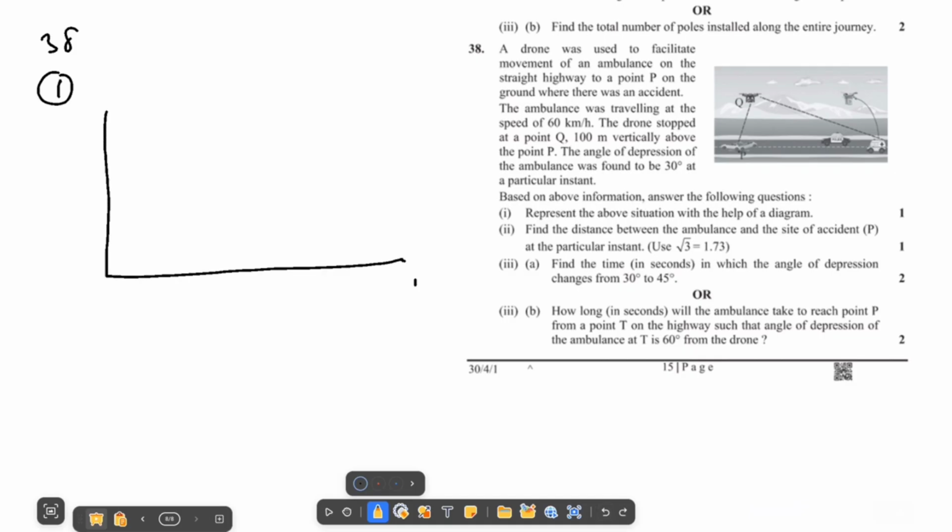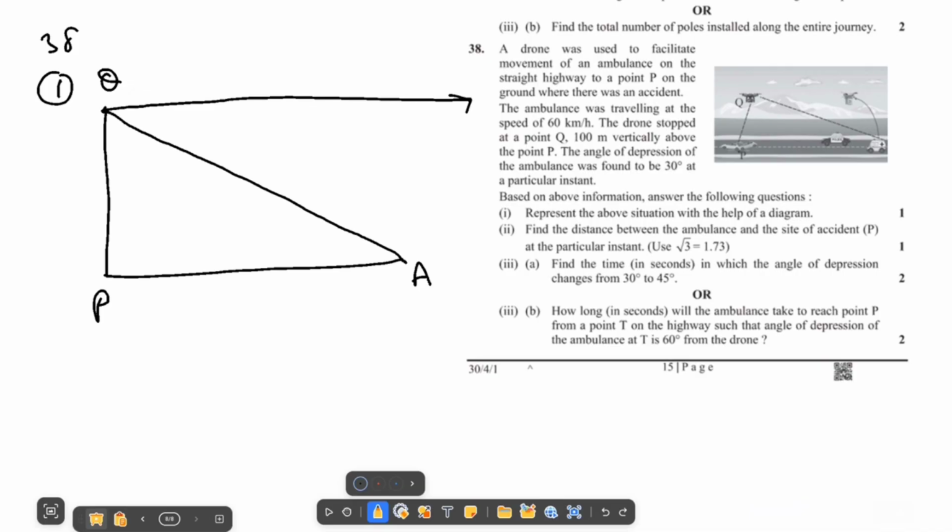So the ambulance is here, and point P is here, and the point where the drone stopped is here, Q. From this point, let us draw the horizontal line. Now, the angle of depression of this ambulance is how much? 30 degrees. So the angle of depression of this ambulance from point Q, where the drone is here. Now P is the point where the accident happened.